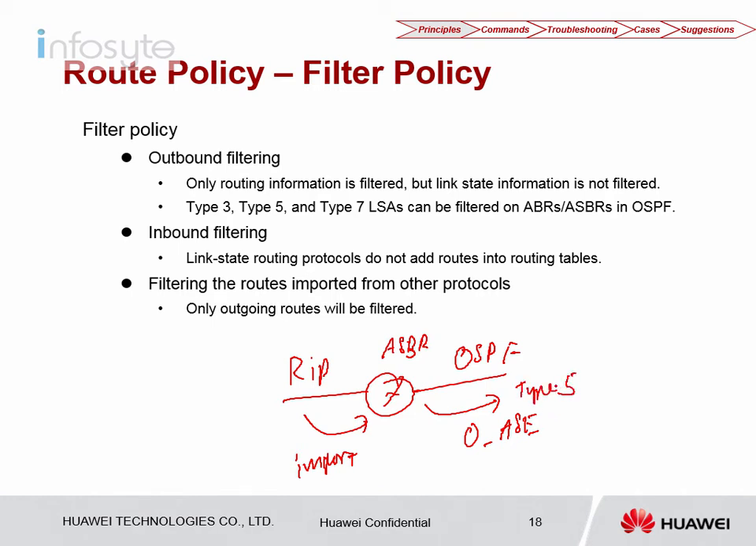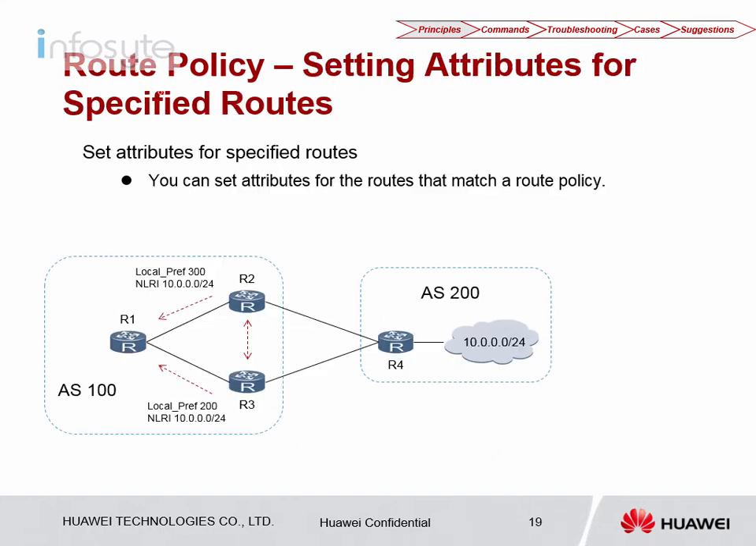Now, when you do this, we are going to filter based on the route, and when we do a filter, it's always an outbound filter. Okay, so this will always be an export when you do the filter. So we import so that we can filter it to be exported. Now, we can use the route policy to set attributes.